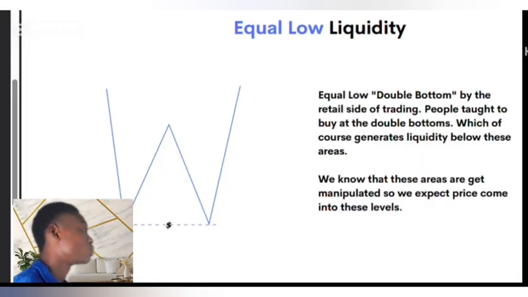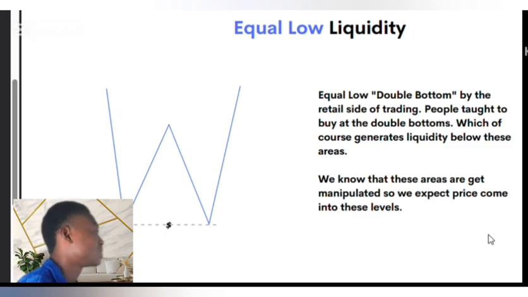This is the equal low liquidity. When a new trader comes, the first strategy they will teach them is double bottom, double top. But of course, this is a liquidity price creates and will grab later and will manipulate in order to move to the desired direction. You understand? Let me read this out for you guys.